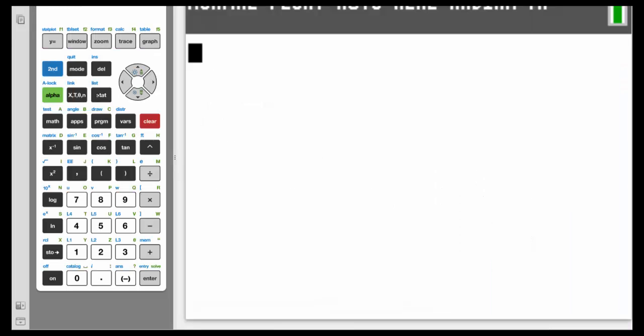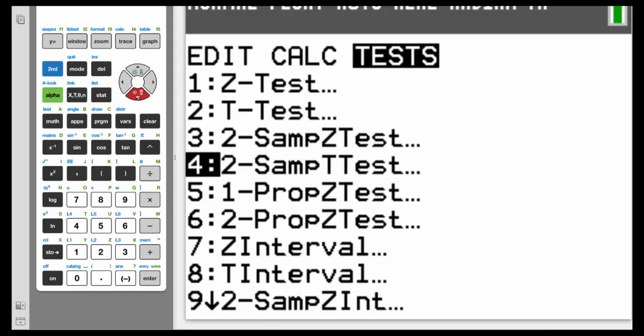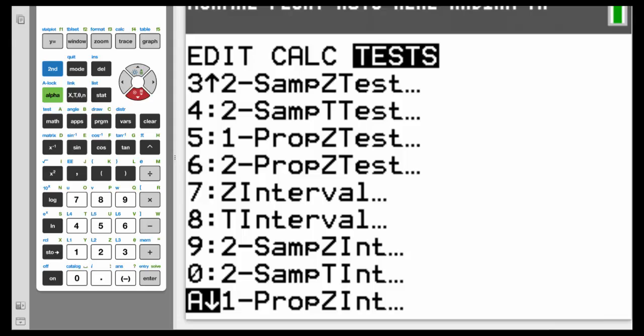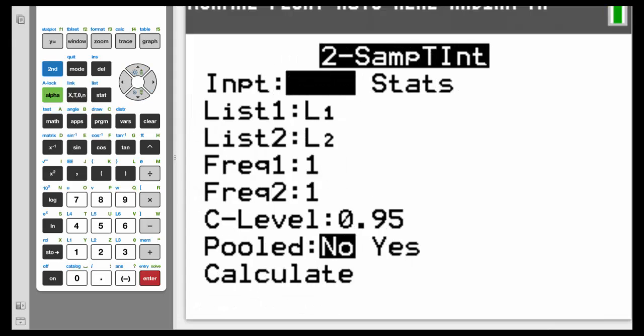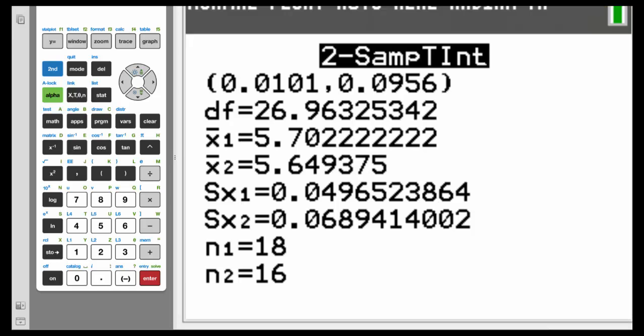So, how do we do this? It's STAT, highlight TESTS, and for me, scroll down to 0. That's going to be the 2-SampTInt, the two sample t interval. Hit enter. So for us, it's data. List 1 is L1, then L2. Both frequencies are 1. Confidence level is 0.95. Pooled is always no. Highlight Calculate, hit enter. And remember, I will always round this to 3 decimal places.